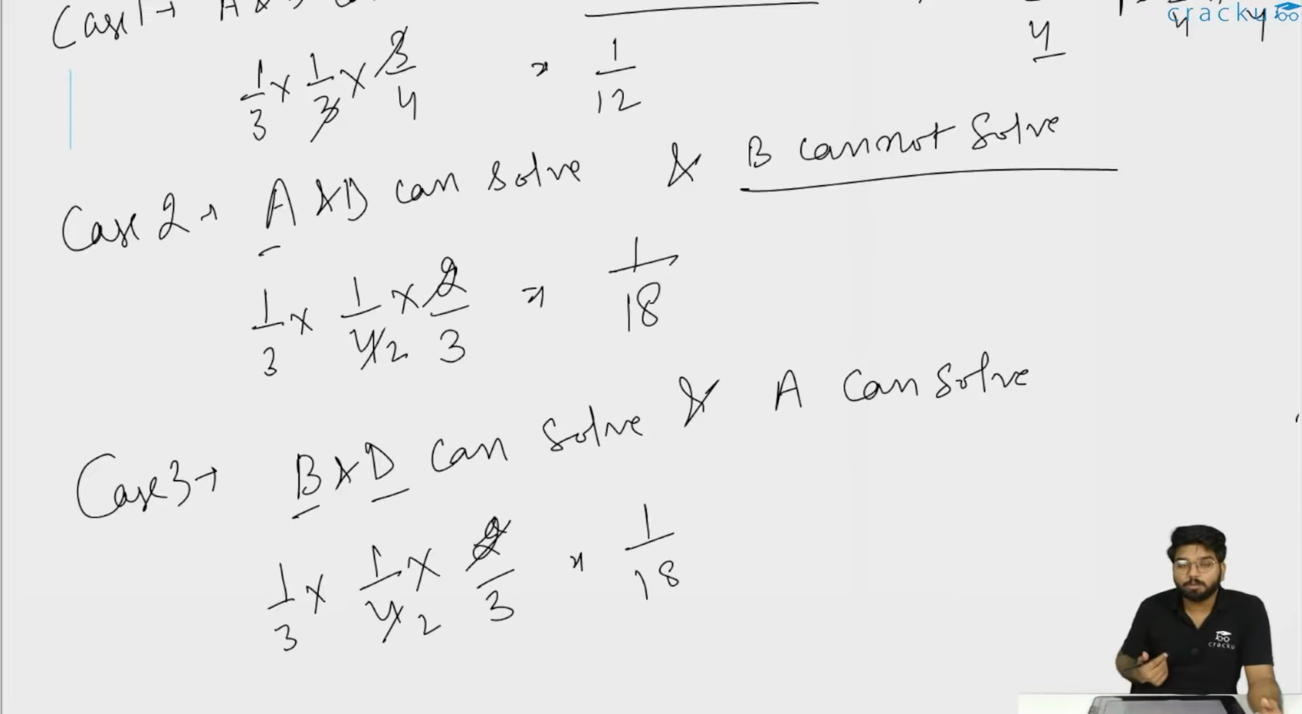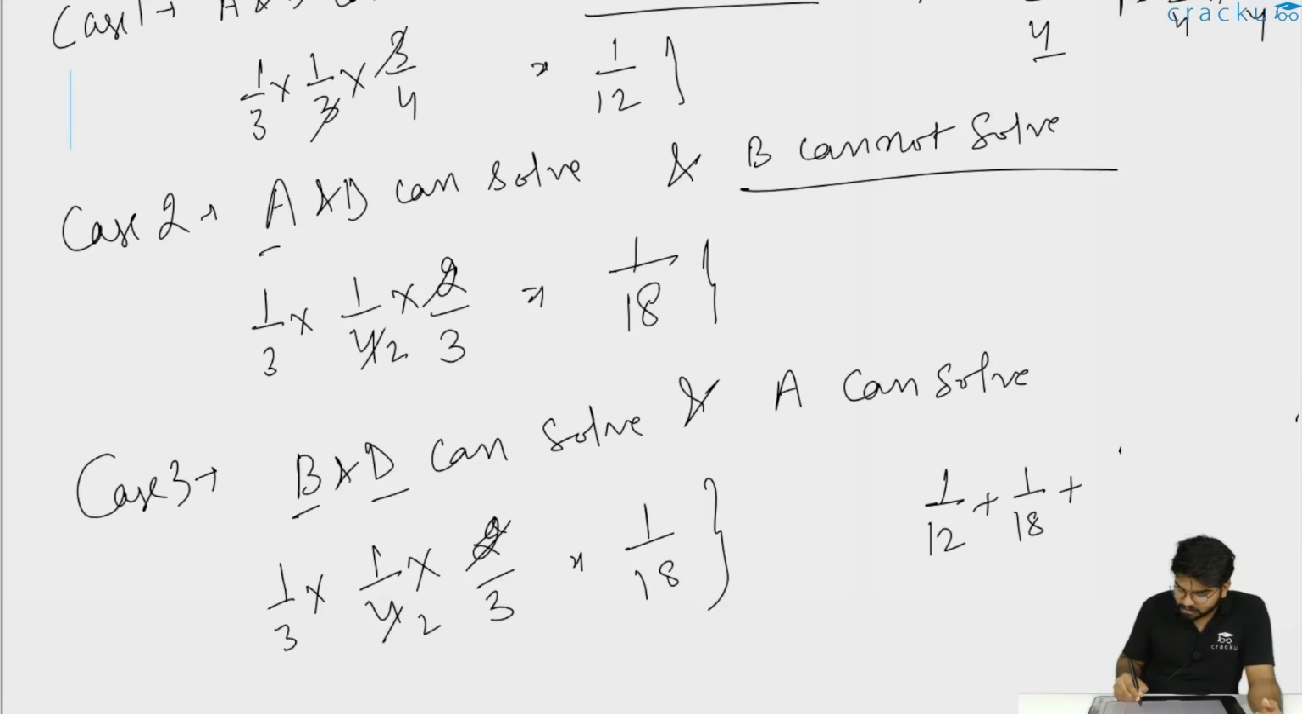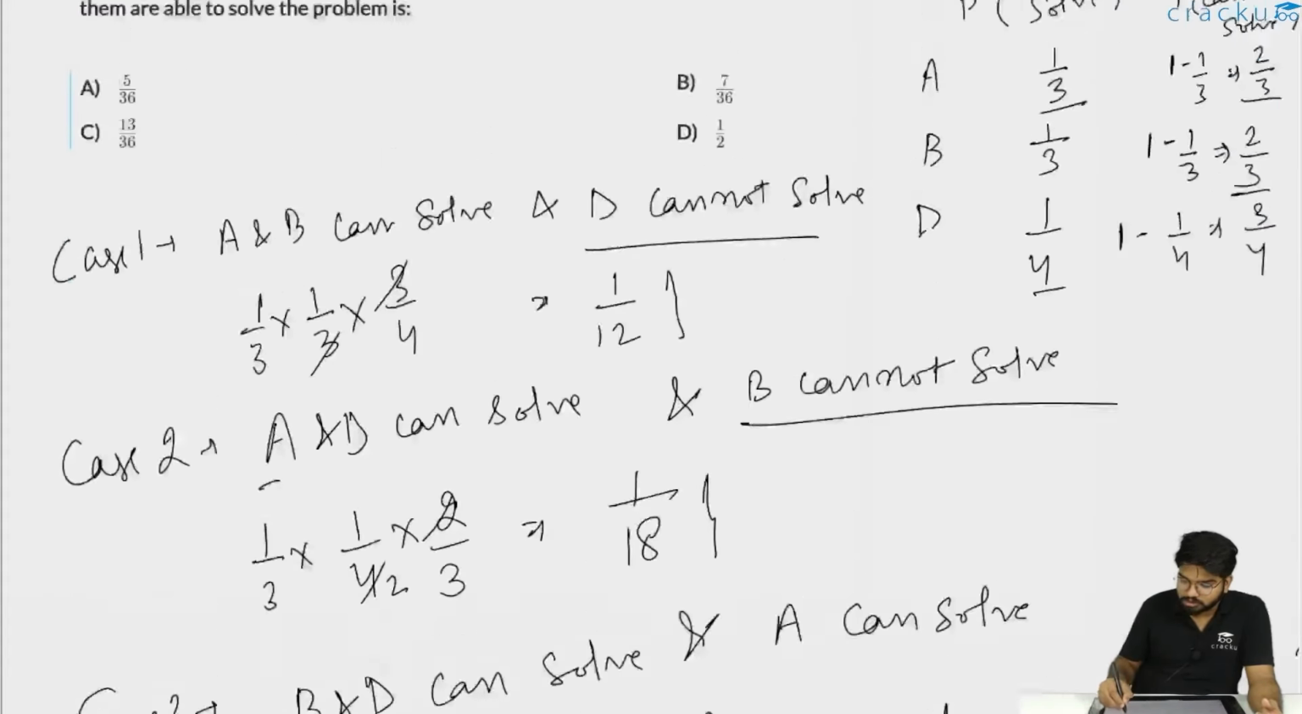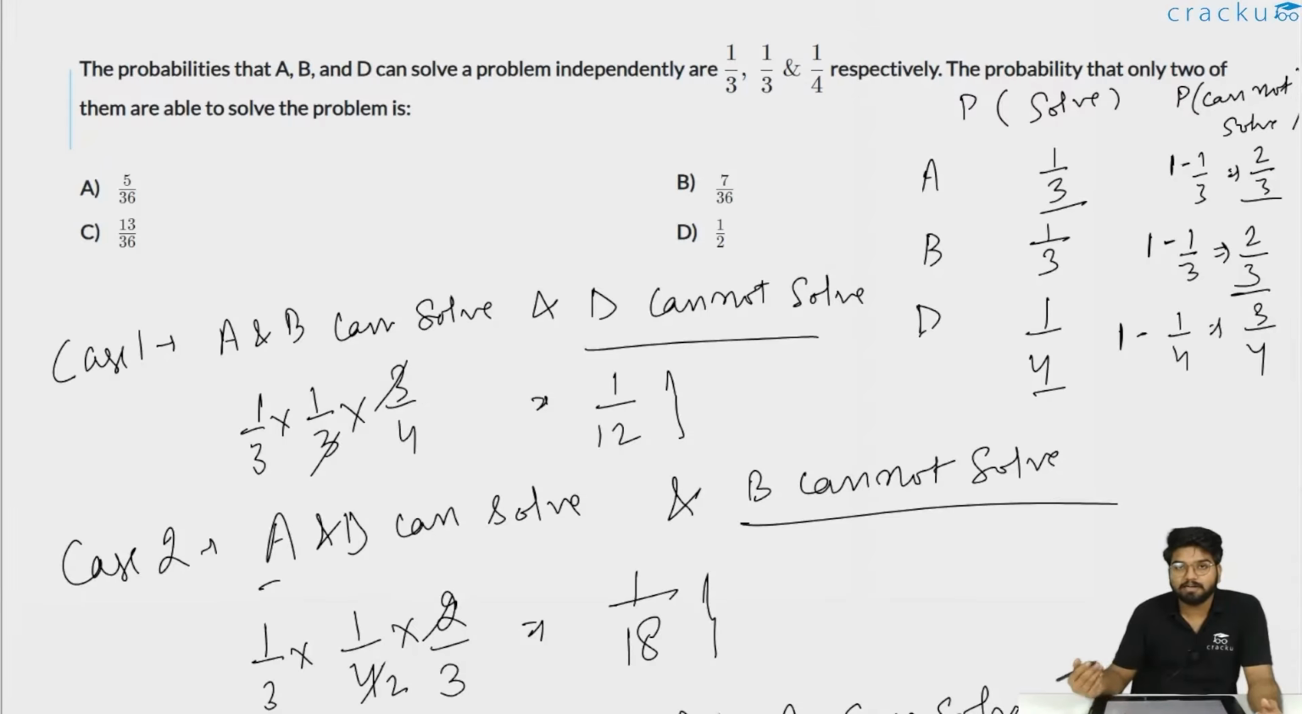We need to find the total probability, so we can sum up all these cases. That is 1 by 12 plus 1 by 18 plus 1 by 18. The LCM of all these numbers is 36. 12 into 3 will be 36, so 3. 18 into 2 will be 36, so 2. Again 18 into 2 will be 36, so 2. This will be 7 by 36. So this is the probability that only 2 were able to solve and the third person couldn't solve, which is option number B.